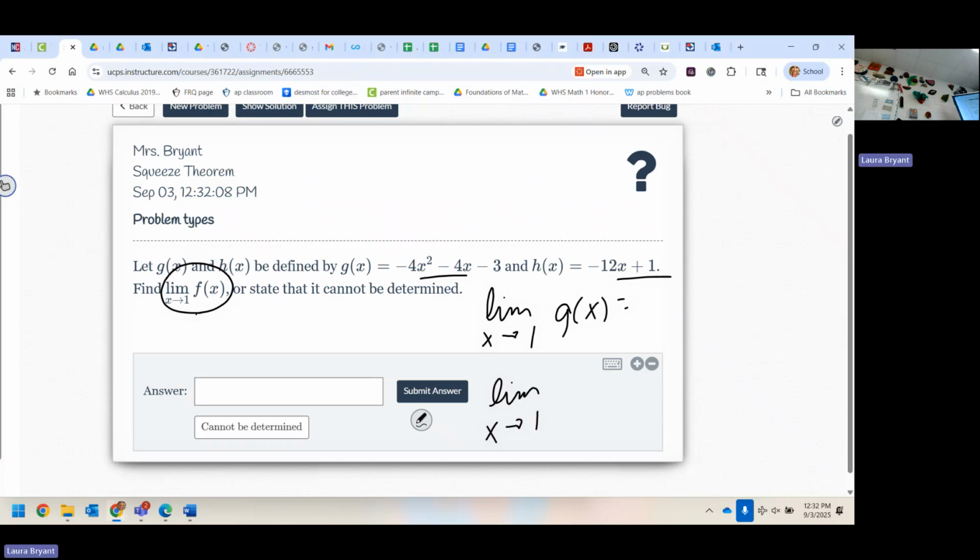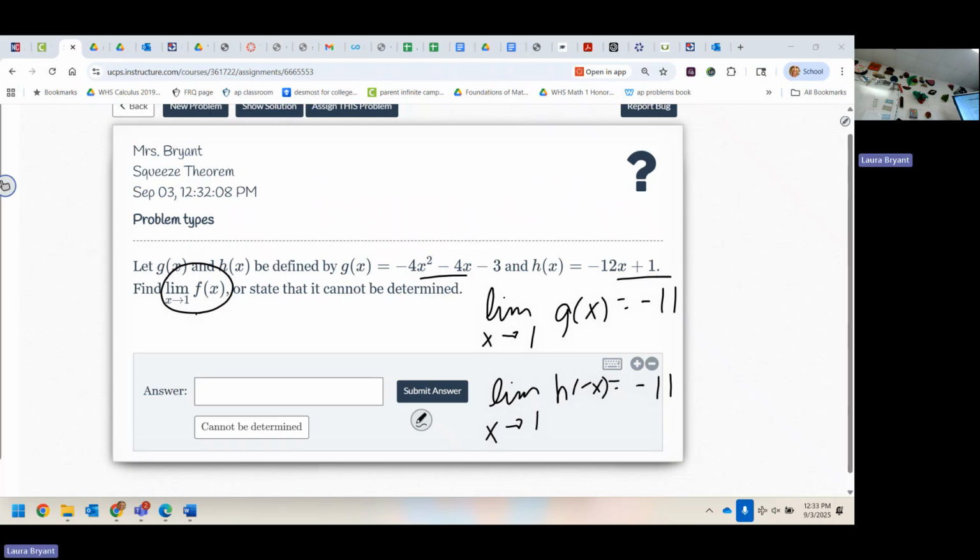If I directly substitute 1 in here, I get -4, -4 is -8, -3 is -11. Please check my simple math there. Agree? Okay, I'll plug 1 in here, -12 plus 1 is -11. So h of x is also -11. So it's very tempting. Doesn't it feel like f of x should also be -11?